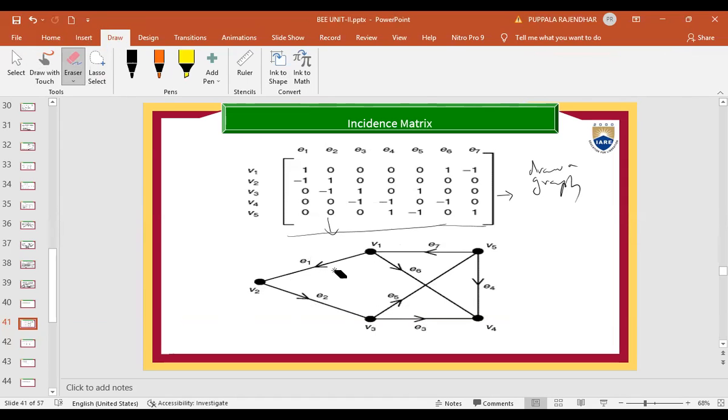Just verify your answer with this graph. Okay. Verify your answer. Okay, we will try to draw a graph here. Now, how many nodes are we having?